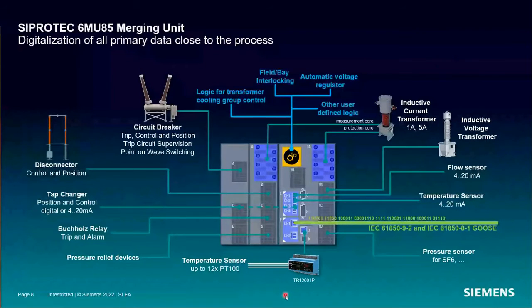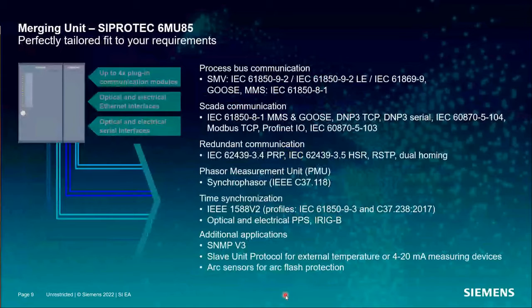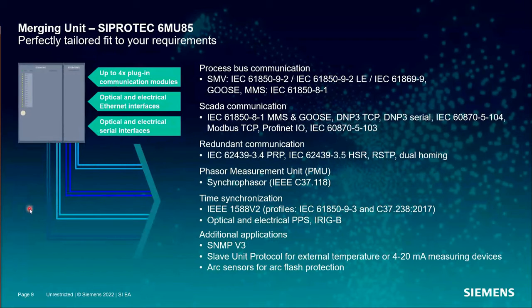Now, if we speak about communication capabilities, one merging unit can be equipped with up to four process bus communication cards. Each card can have up to two streams. So in total, we can have 8 streams in one merging unit. Each stream can provide up to 32 analog values with flexible allocation of currents and voltages to publish in accordance with IEC 61869-9.